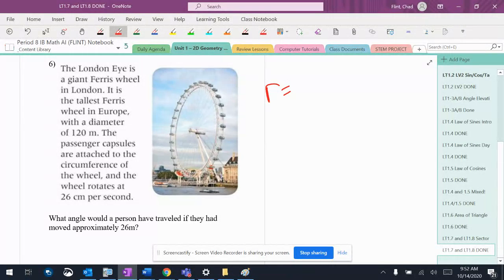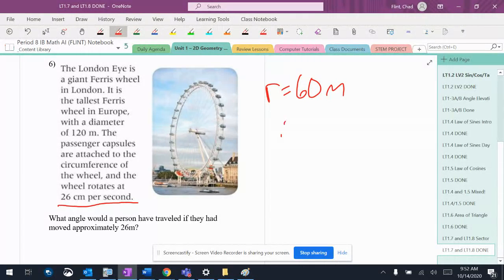This is not an IV problem specifically, but it's a real life arc angle problem that I look for. So the radius is 60. The passenger capsules are attached to the circumference of the wheel, and the wheel rotates at 26 centimeters per second. So first of all, this is meters, that's centimeters, all right? So it rotates that far each second. So it says, what angle would a person have traveled if they moved across approximately 26 meters?